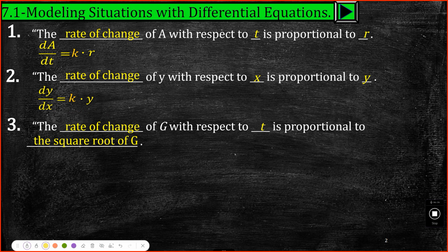So how do you write this down? The rate of change of g with respect to time, dg/dt, is proportional to the square root of g. And then k again here, the constant of proportionality. The rate of change of g with respect to t is proportional to the square root of g.